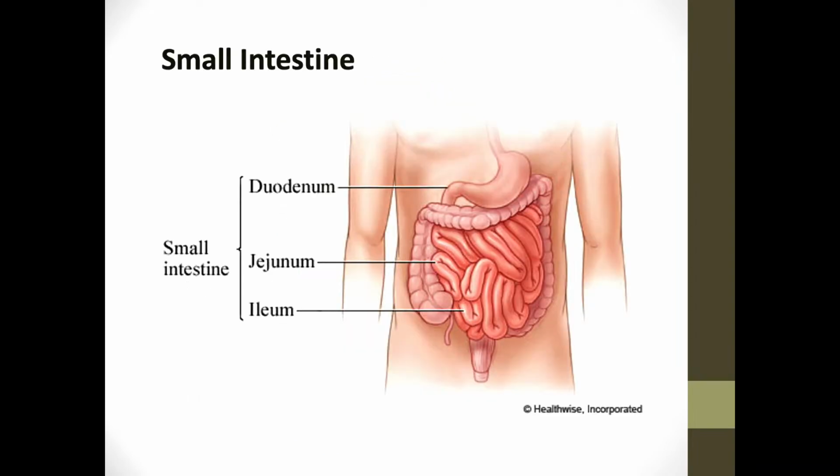Now we'll start to talk about the small intestine, which has three segments. This is the duodenum, jejunum, and ileum. And the small intestine is a long structure, about 5 meters. It's a really long structure with these three parts.